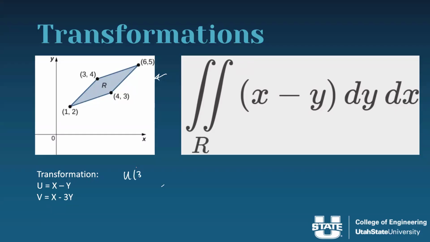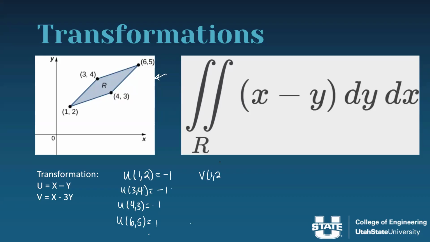So u of, let's start at the bottom left, 1, 2 would be 1 minus 2, so that's minus 1. U of 3, 4 would be 3 minus 4, which is also minus 1. U of 4, 3 is 4 minus 3, so that's 1. And u of 6, 5 is 6 minus 5, which is also 1.